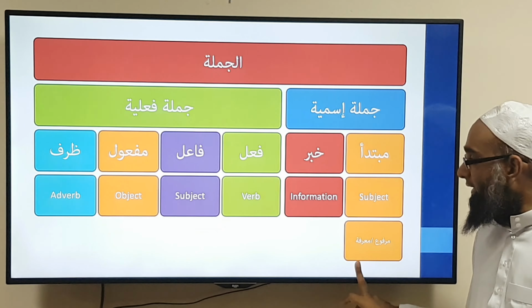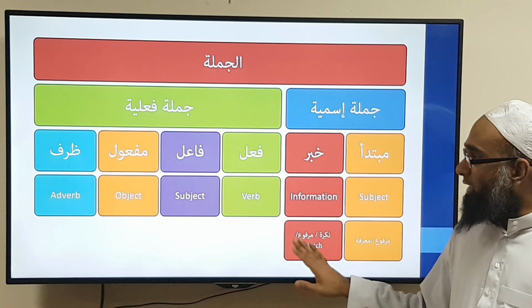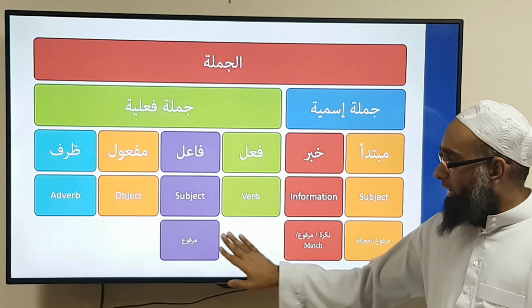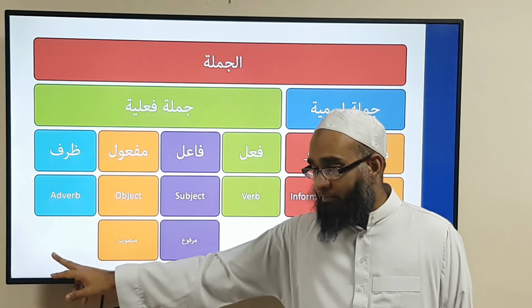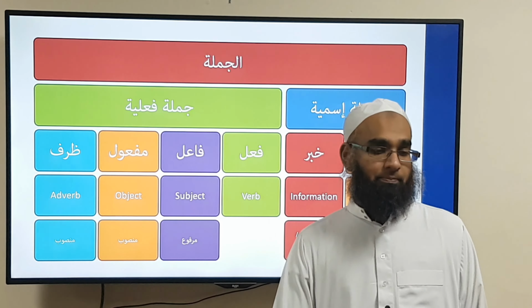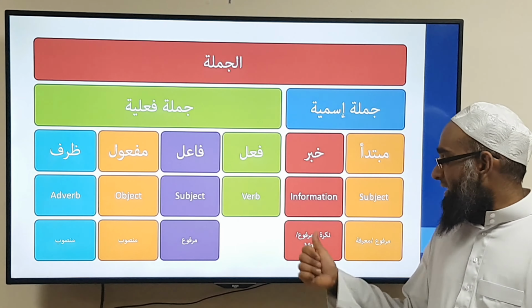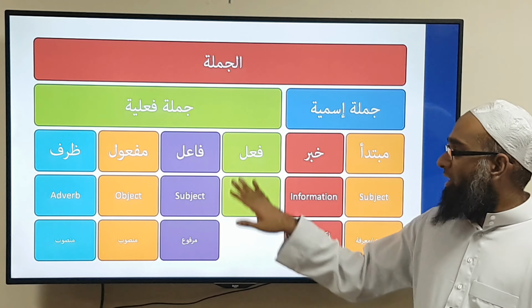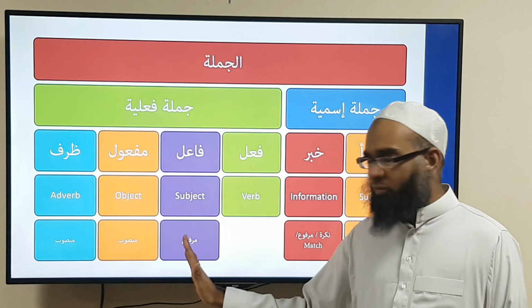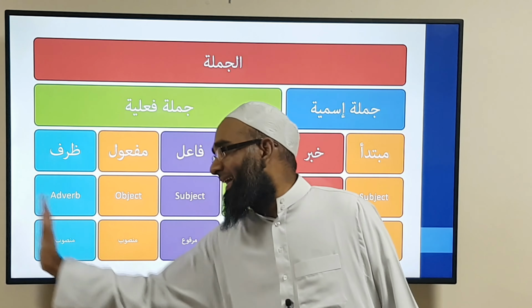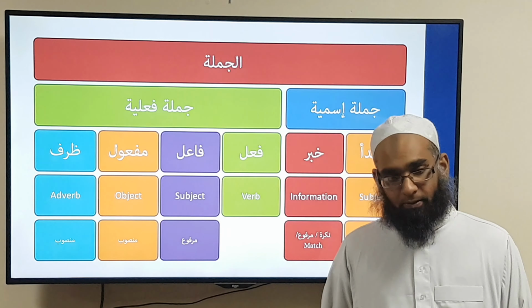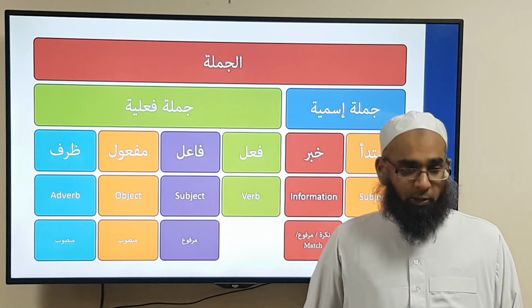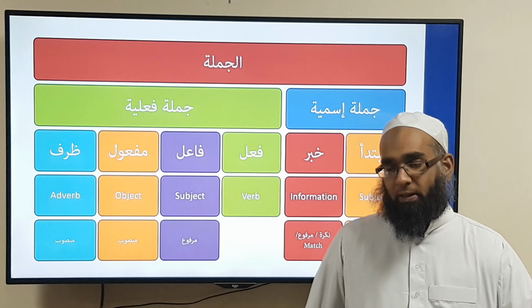Mubtada is marfu' and ma'rifa. Khabar is nakira, marfu', and it has to match. Fine. The verb, we'll discuss later on. Fa'il is marfu'. The maf'ul is mansoob. So in jumla ismiya, both are marfu', and in jumla fi'liya, you have one marfu', and the other two are mansoob, and anything else we study later on will also be mansoob. Okay? Any questions? That's it for today.